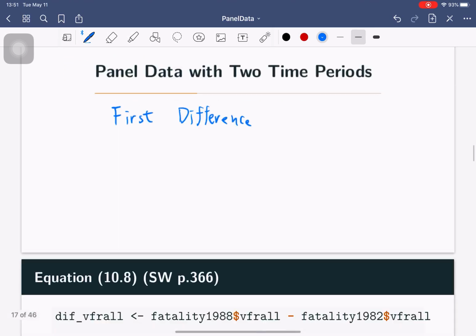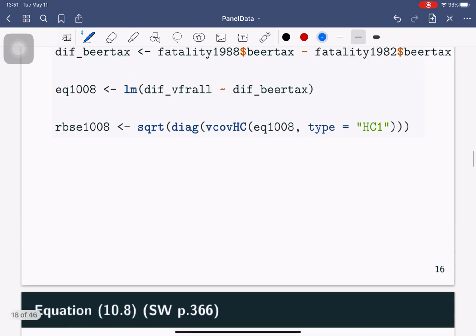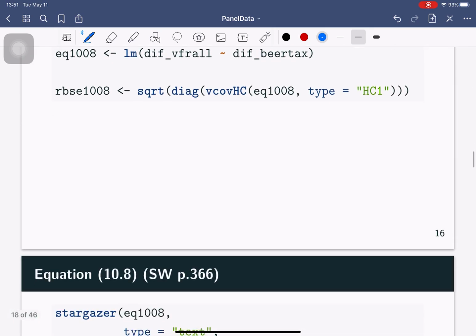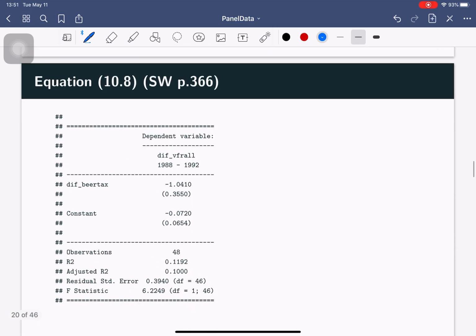What is the first difference? You can see, at first we have a simple example. We have 2-year data. Maybe in our example it's about 1982 and 1988. So first is about y 1982, 1988. Data 0, data 1.